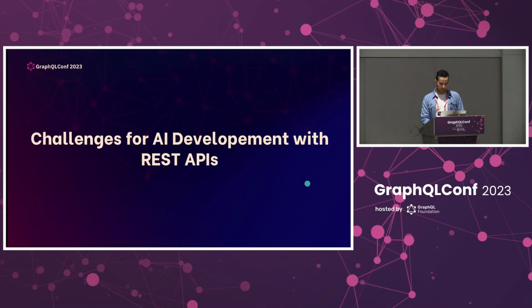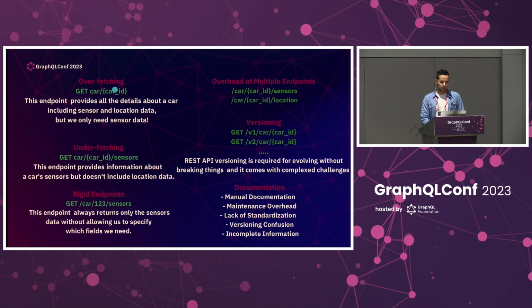So that takes me to the next slide, where we talk about the challenges for AI development with REST APIs. The most common challenges that we've seen are listed here: overfetching, underfetching, rigid endpoints, overhead of multiple endpoints, and documentation and versioning. So for overfetching, when we use a REST API, we get data from the car, but we always get the whole data: the car, the sensors and the other components, let's say the weather data, the location data, the car IDs, and so on. And most of the time, we have to deal with cleaning that data. That made developers spend more time than needed cleaning data that they don't need.